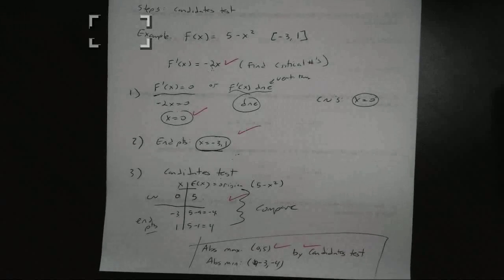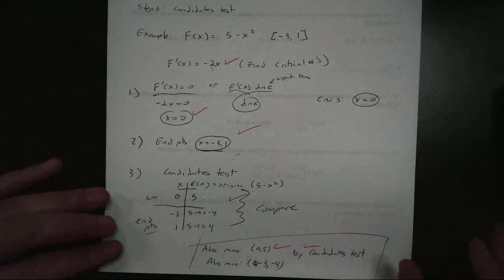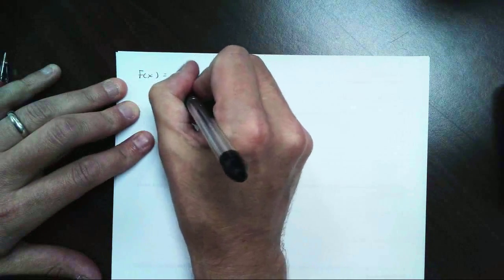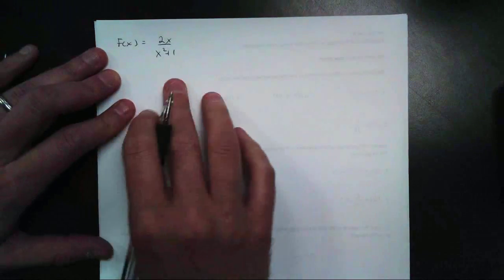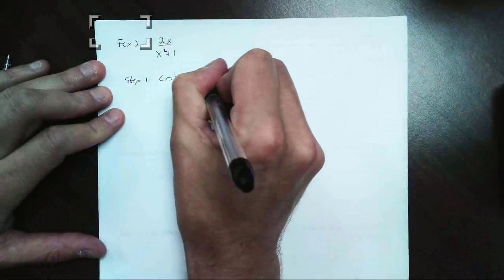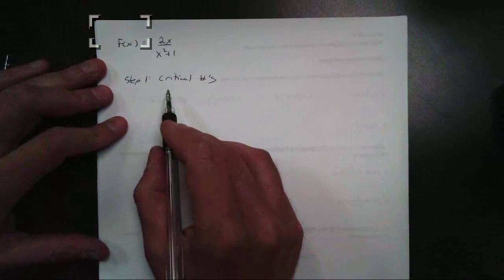Alright, will this work for harder ones? Absolutely. So let's take a look at one more example. Let's say we want to find the critical numbers for the function f of x equals 2x over x squared plus 1. Well, step 1, we've got to get the critical numbers. So to get my critical numbers, I have to take the derivative.